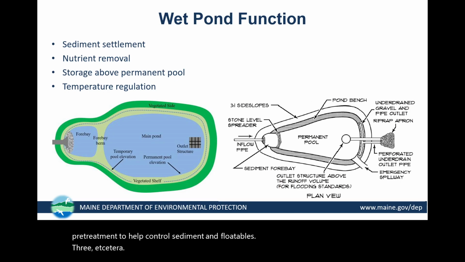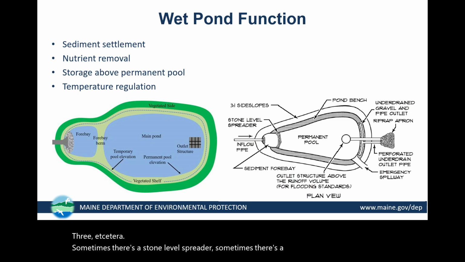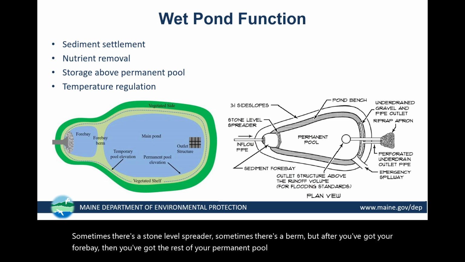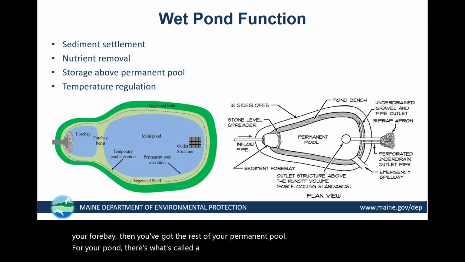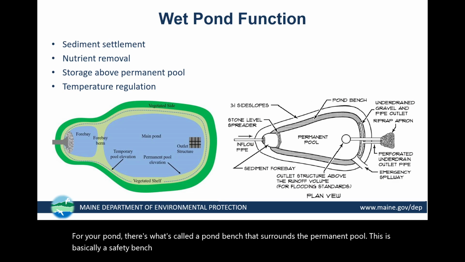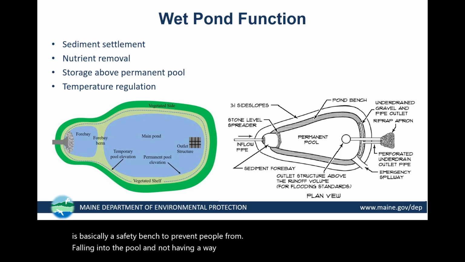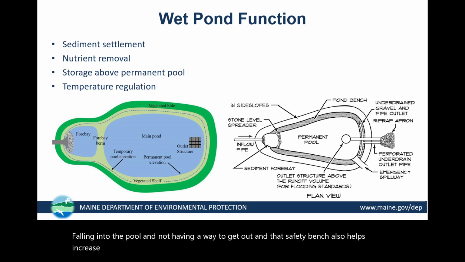Sometimes there's a stone level spreader, sometimes there's a berm, but after you've got your forebay, then you've got the rest of your permanent pool for your pond. There's what's called a pond bench that surrounds the permanent pool. This is basically a safety bench to prevent people from falling into the pool and not having a way to get out. And that safety bench also helps increase the storage volume. Sometimes there's some plantings or some vegetation around the pond in this area. And then at the end, you've got an outlet structure.